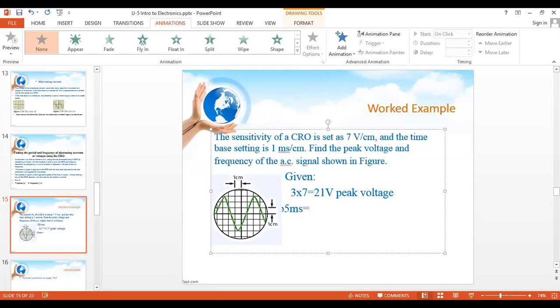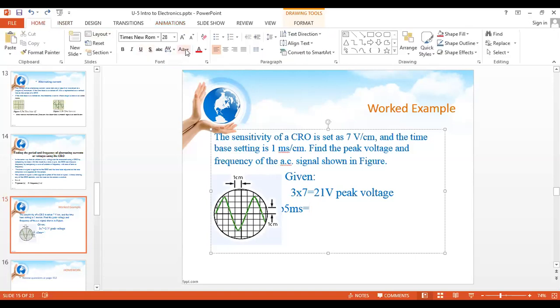What does this mean? This means it's going to be 5 times 10 to the power negative 3. Let me see if we have the negative sign over here. 5 times 10 to the power, let's put it here, 10 to the power negative 3.